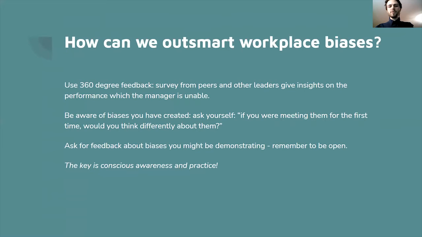Another thing we could do is be aware of the biases we have created. We can just ask ourselves, if we were meeting this person for the first time, would we think differently about them? And I think that's a pretty important thing to do because perceptions change over time. I think it's important to go back and look at new perceptions. You might ask for feedback about biases you might be demonstrating. An important thing if you do that is to remember to be open to criticism and anything else a person might have to say, and just be open to any type of growth. The key is conscious awareness and practices to outsmart workplace biases.